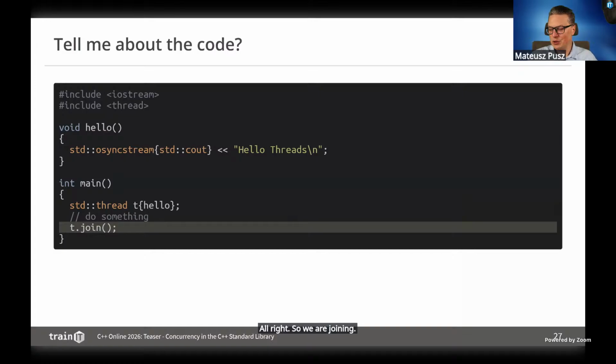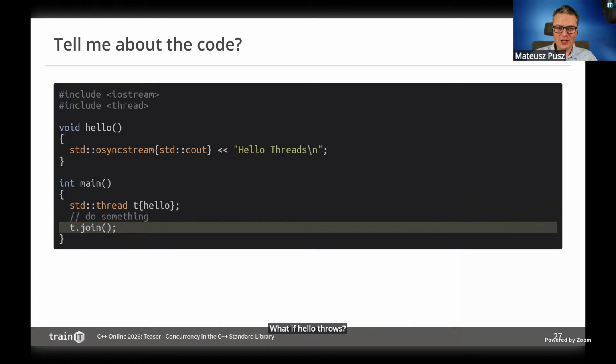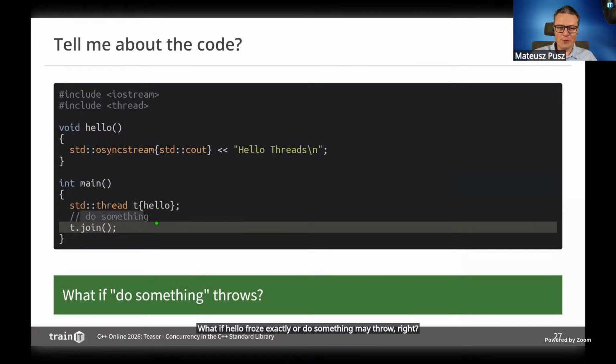But still there is some issue with this code. What may be an issue here? What if hello throws? What if hello throws? Exactly, or do something may throw, right? Do something may also throw. Exactly, this is the issue, right?